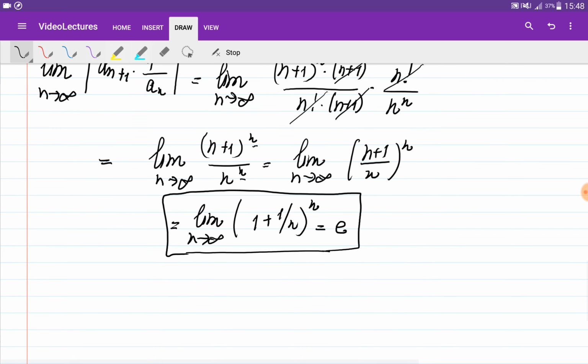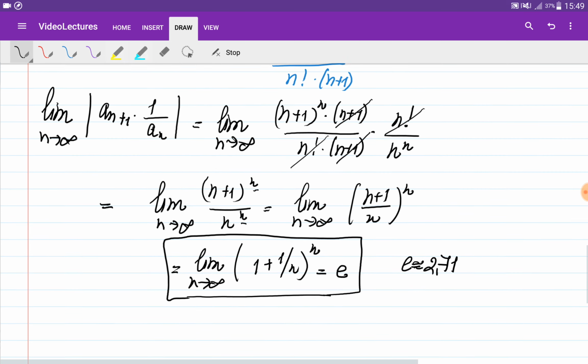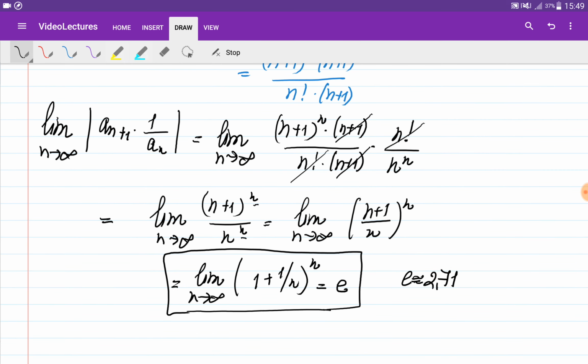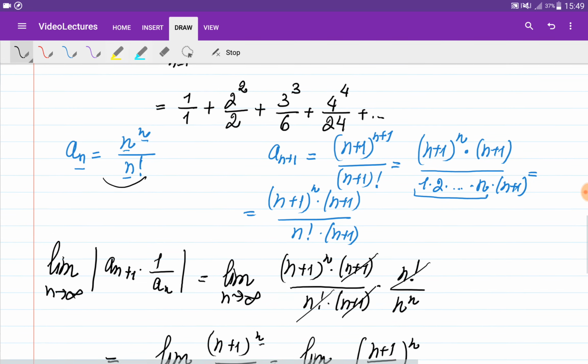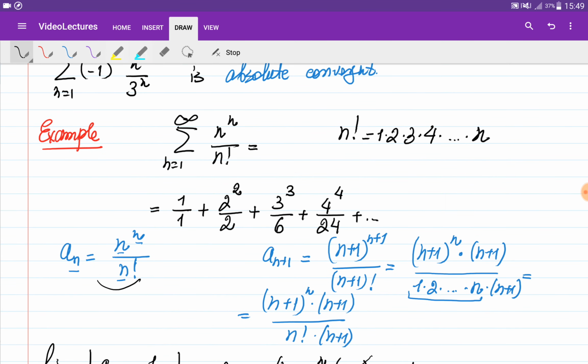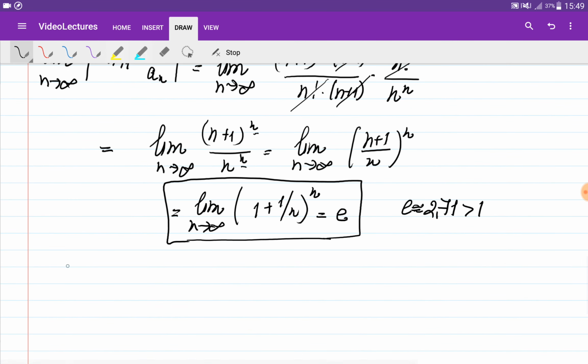Do you remember, e is a constant which is defined roughly as 2.718. So again, the limit of the ratio exists, and this is equal to some number which is bigger than 1. That is why this series is going to diverge. So the series n^n divided by n!, n from 1 to infinity, is divergent.